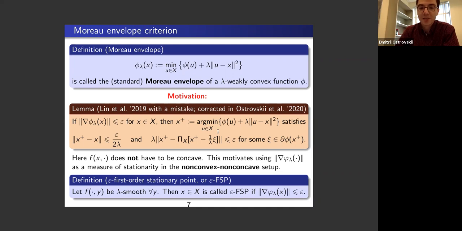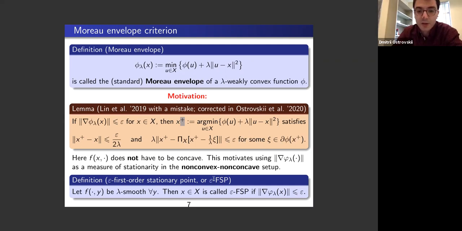But essentially, here is the result. If your point X has a small gradient of the Moreau envelope, with a norm at most epsilon, then you define the corresponding minimizer, which is unique by strong convexity of this function, which I will say is X plus, the proximal mapping of X.